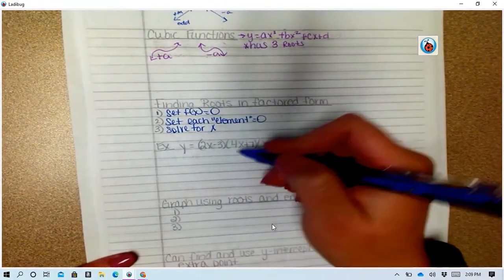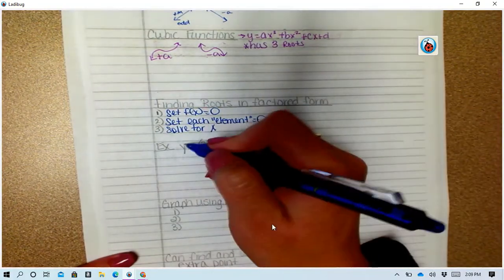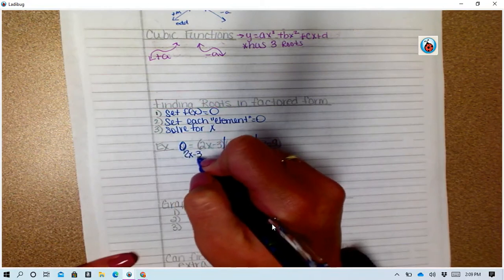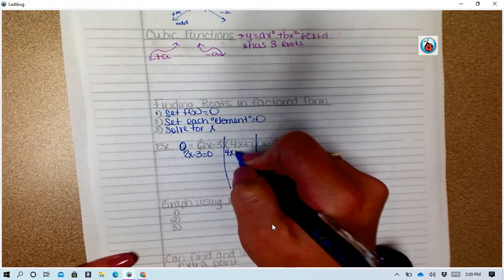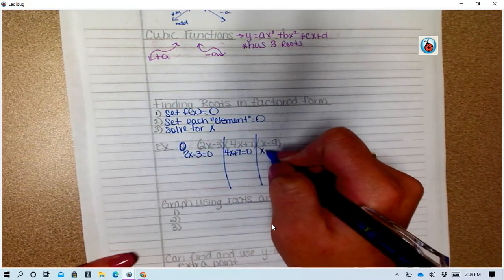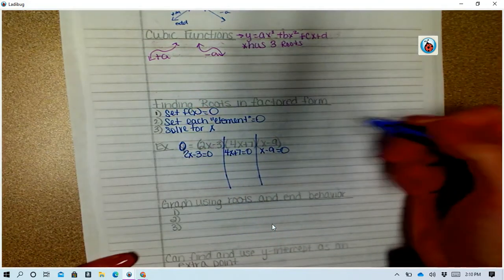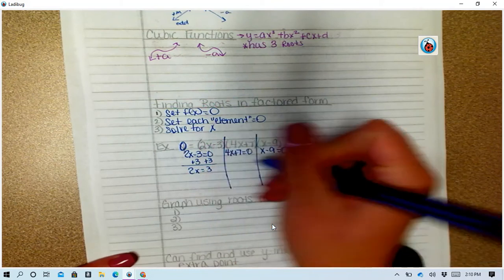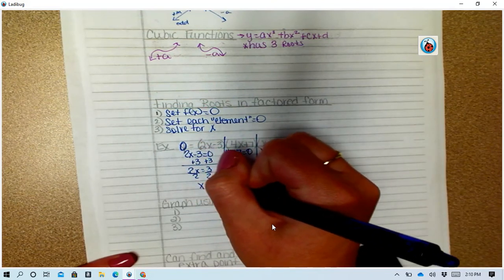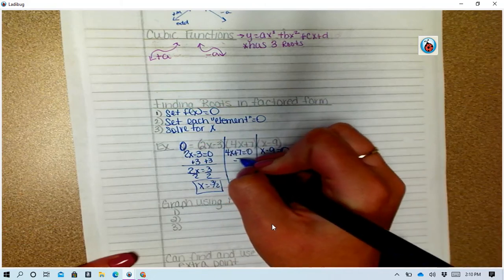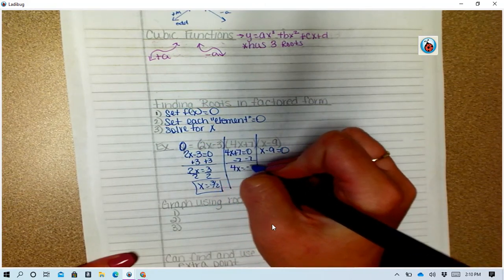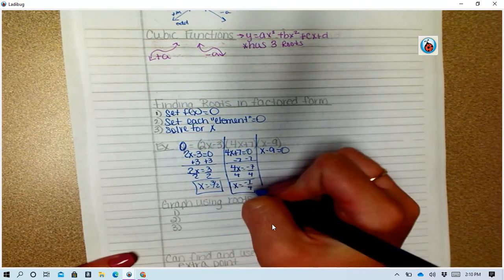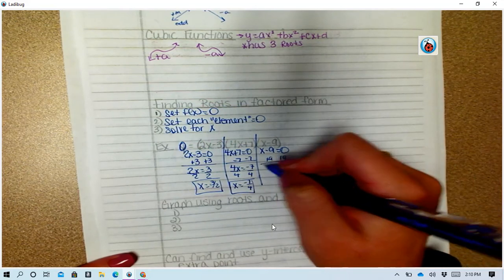So let's take a look at this example. Set each element equal to 0. I just sneak a 0 in there because it's already y. So we're going to set 2x minus 3 equal to 0, 4x plus 7 equals 0, x minus 9 equals 0, and then you solve for x. So we're going to add 3 to both sides and get 2x equals 3. Divide by 2, x equals 3 halves. We're going to subtract 7 from both sides and get 4x equals negative 7. Divide by 4, x equals negative 7 fourths. Add 9, x equals 9.